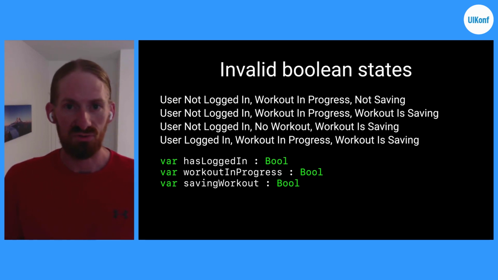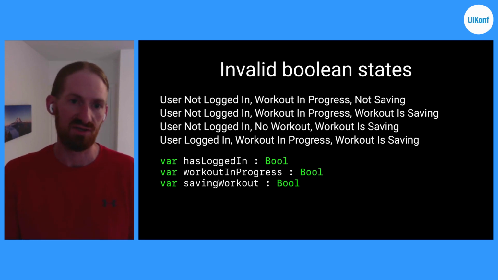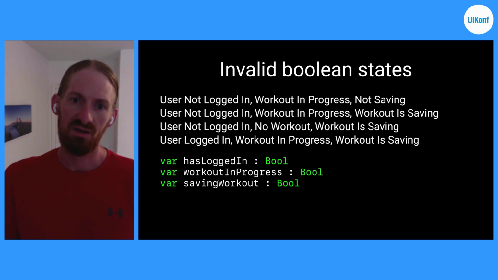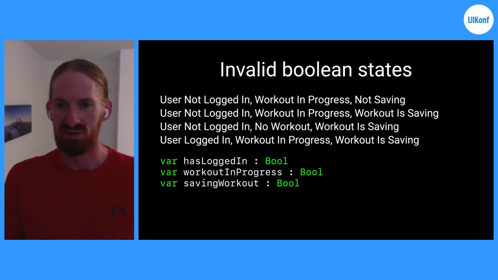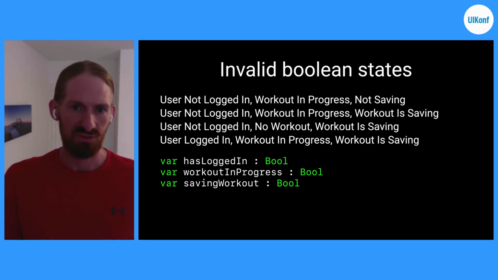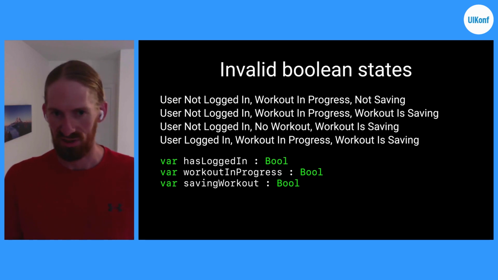But with bools, we can represent combinations of values that shouldn't be possible. These 4 combinations represent potential bugs. They are states we could accidentally find ourselves in if we fail to update our bools correctly. Something like the user not being logged in, but still having both a workout in progress and another workout being saved.